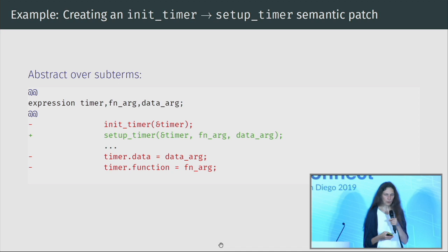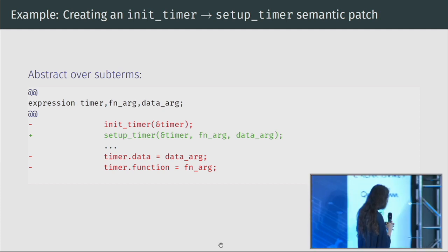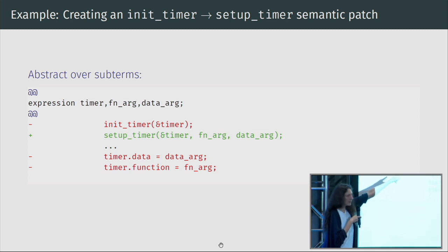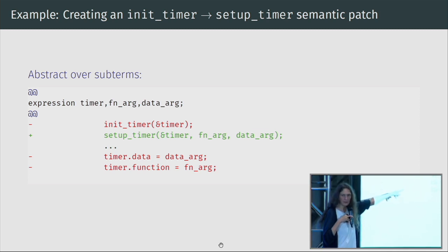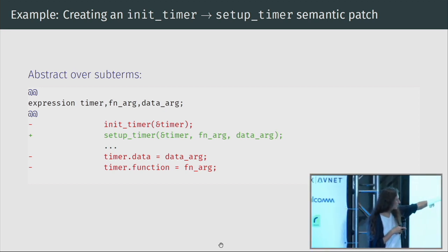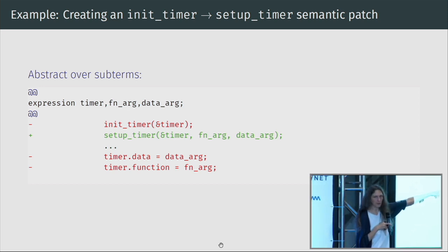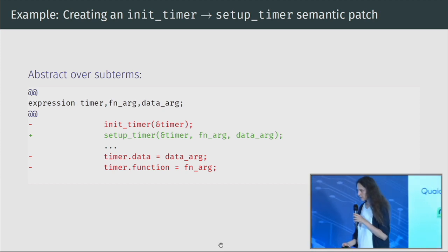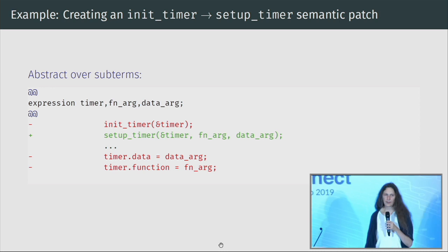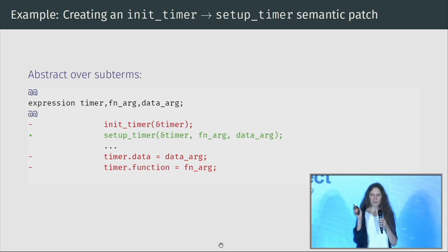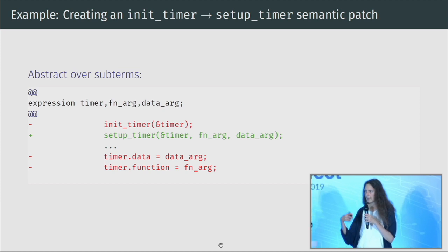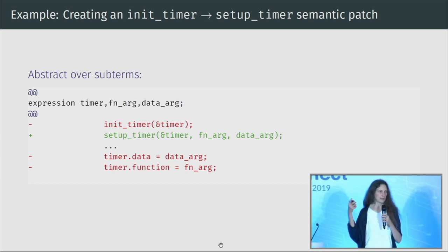What we do care about, though, is that the timer in the init timer call is going to be the same as the timer in the data initialization and the timer in the function initialization. We also care that the data that we get is going to go off to the argument of setup timer, and the function argument is also going to go off to the setup timer. So the metavariables let us say, I don't care about what this particular thing is, just let it be a random expression, but they also let you make constraints between different pieces of code. These things should be the same.